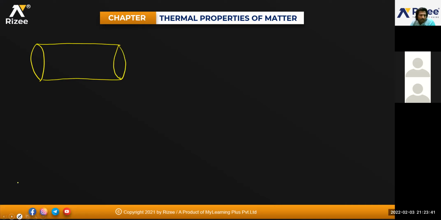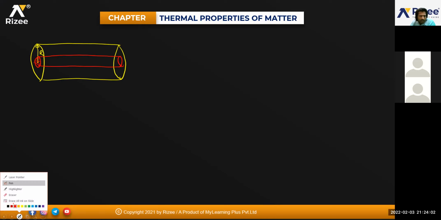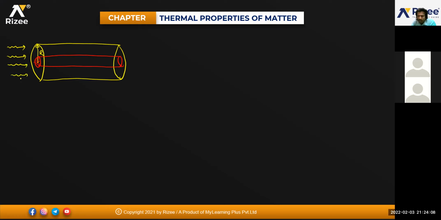Of radius R. It has one more cylinder right inside, like this. Somewhere here the heat is flowing in. Heat is coming in parallel to this one, and whatever heat is flowing in, the same amount of heat is flowing out.